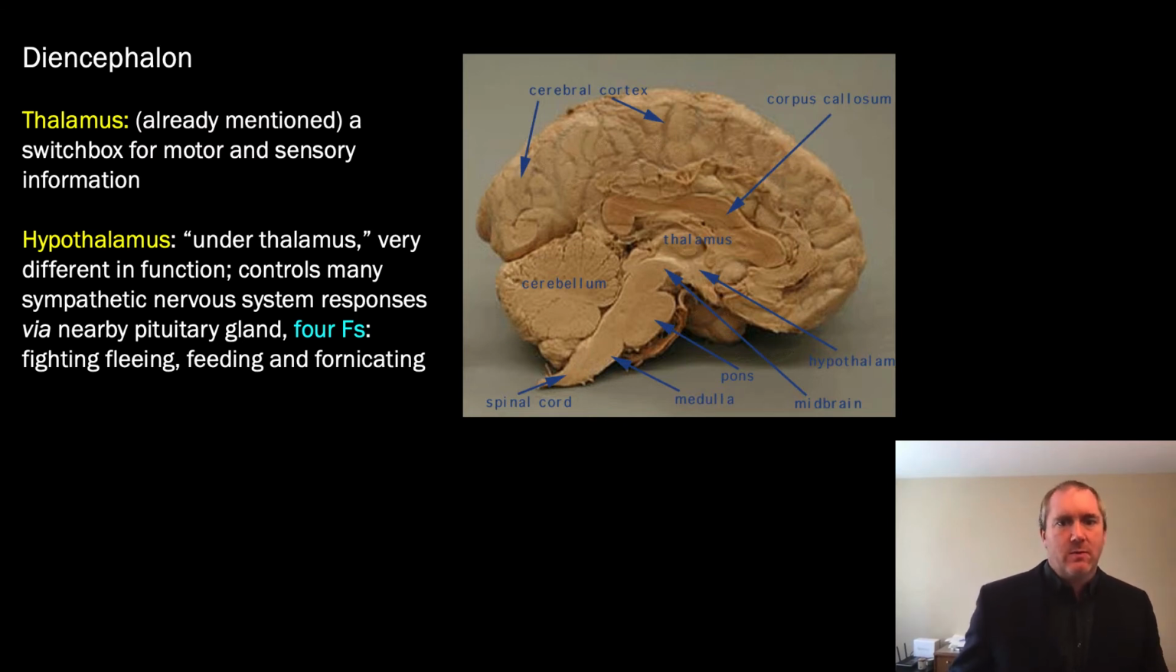The hypothalamus, located under the thalamus, which is the basis of its name, is very different in function. It specifically is related to endocrine function, or hormonal function, and we are going to go over that in some detail later in the class. But it controls many of the sympathetic nervous system responses through the pituitary gland, which would then secrete the actual hormones. It is most commonly associated with the 4 F's, which are fighting, fleeing, feeding, and fornicating.